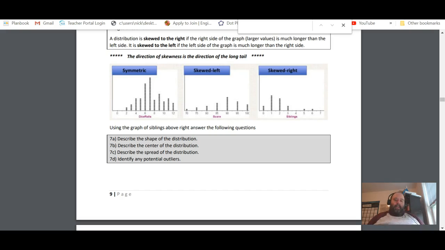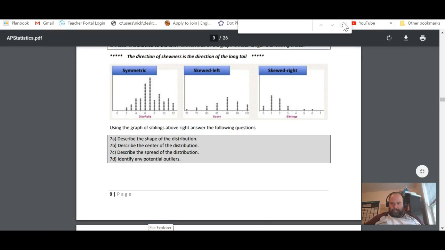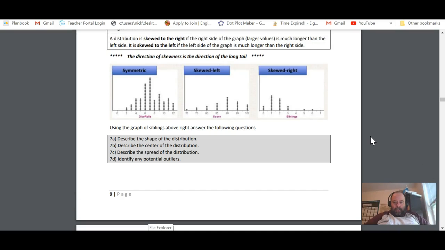Okay, so let's look at problem number 7 from the summer work here. It says use the graph of the siblings above to answer the following questions. And it asks about the shape, the center, the spread, and potential outliers, right? So let's look at the siblings graph, the one on the right here.